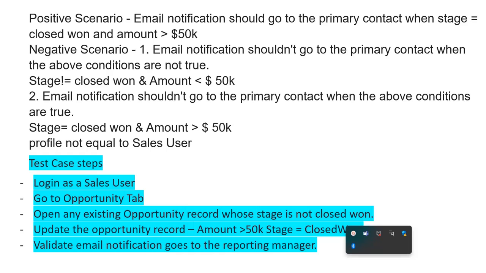Test case steps that I have written for the positive scenario. So you have to log in as a sales user, go to the opportunity tab, open any existing opportunity record whose stage is not closed won. So update the opportunity record, make sure that amount is more than 50K and stage is closed won. And validate email notification goes to the reporting manager when you close the opportunity.